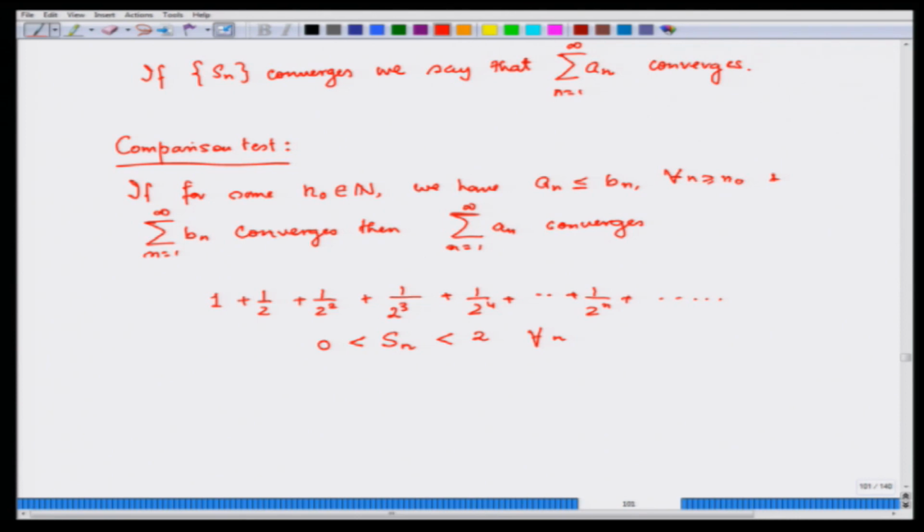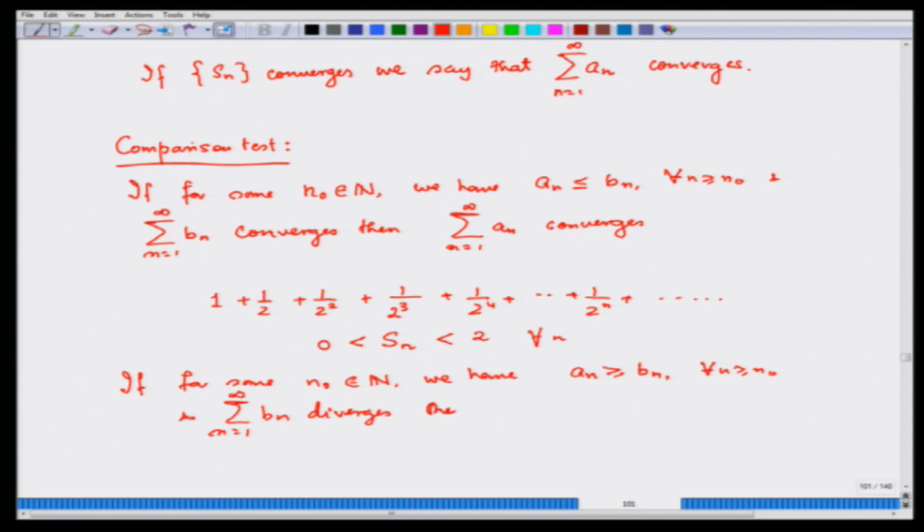A second one is the following: if, for some n naught element of N, we have a_n greater than or equal to b_n for all n bigger than n naught, and summation b_n diverges, then so does summation a_n.